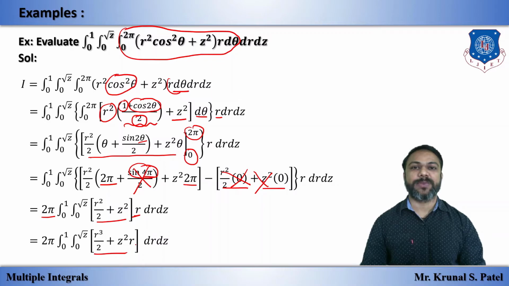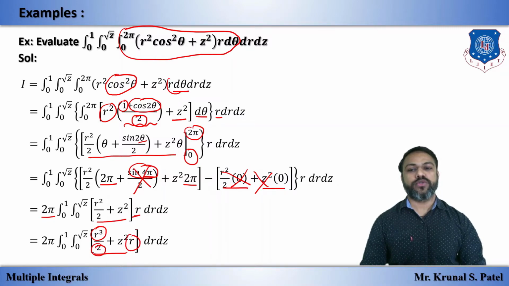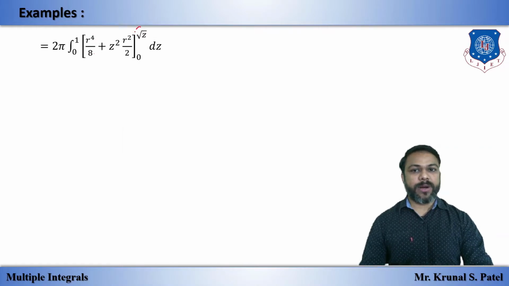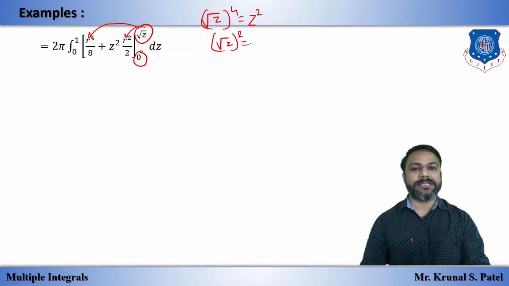Now we integrate with respect to r. So this r cube becomes r raised to 4 by 4, 4 2s are 8, and this r becomes r square by 2. So we have 2 pi as it is, and by integrating this, upper limit minus lower limit. If we put r equal to 0, the lower limit, then this entire term is 0. So we will put only root z here and here. So root z whole raised to 4 means z square, and root z whole square means z only.